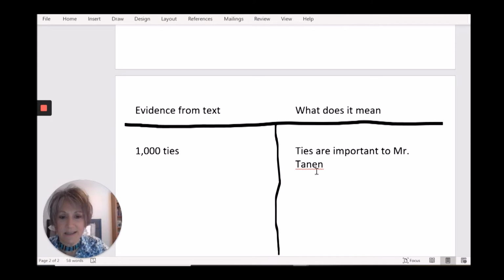So let's look at that again. Ties are important to Mr. Tanen. Now we're going to go back to our text and keep reading. Let's do that now.